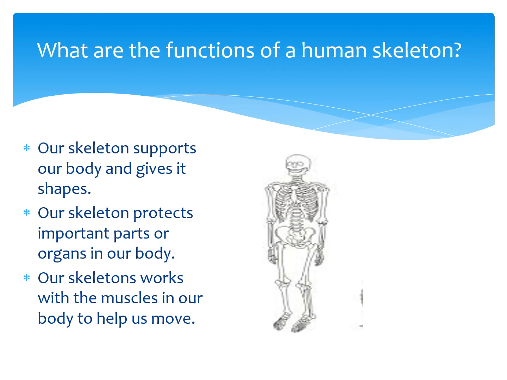Now we'll see the functions of a human skeleton. Our skeleton supports our body and gives it shape. Our skeleton works with the muscles in our body to help us to move. Our skeleton protects important organs in our body. For example, the ribs surround and protect our heart and lungs.